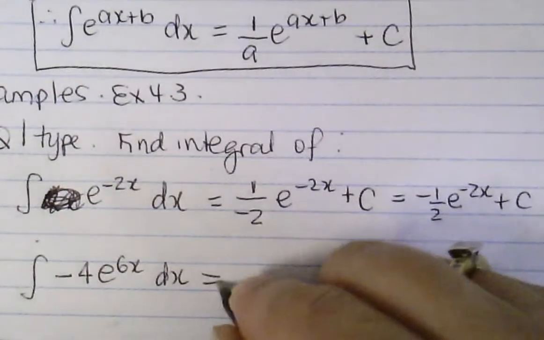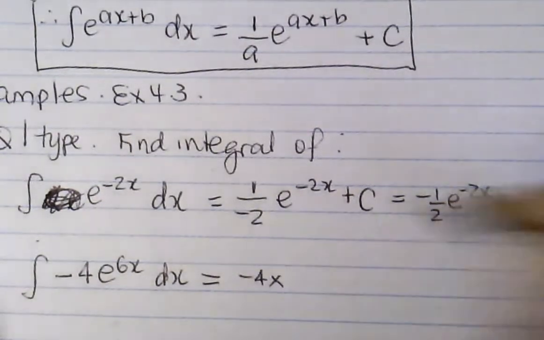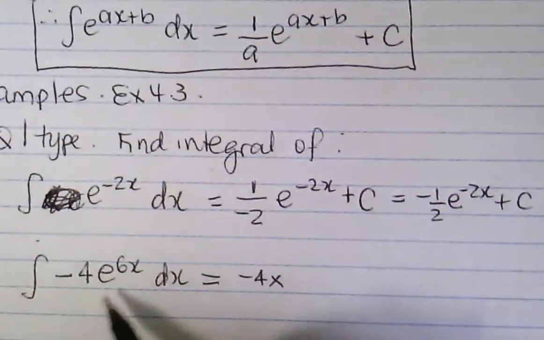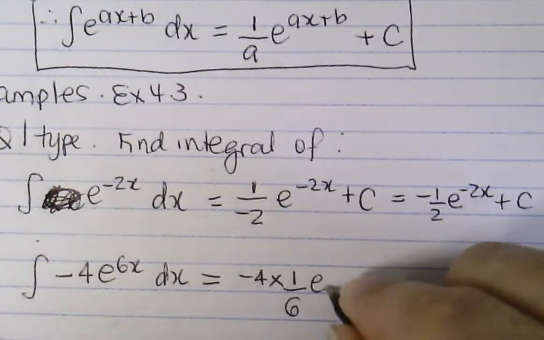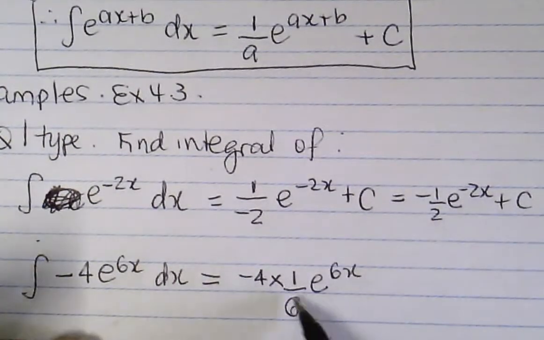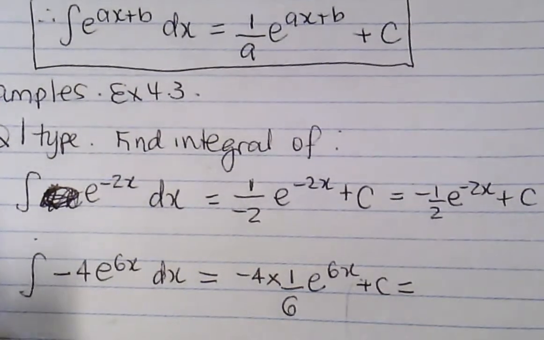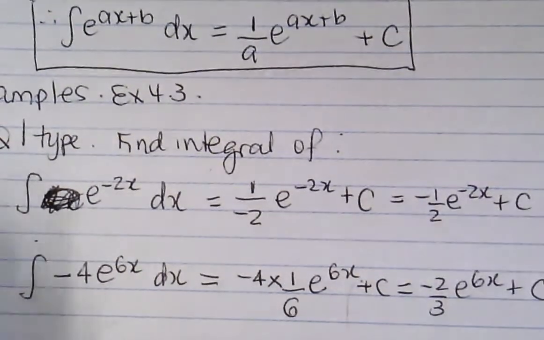The next one, that negative 4 is just a constant. So you can pull it out the front, or you can just go negative 4 times. What are you going to get when you integrate e to the 6x? That's e to the ax. There is no plus b. So what do you get? 1 over 6 e to the 6x. Not e, you don't go, plus c. Yep, plus c. So what's negative 4 on 6? Good, negative 2/3 e to the 6x plus c.